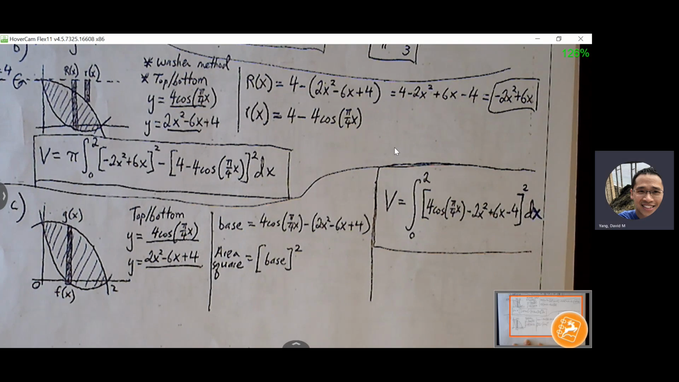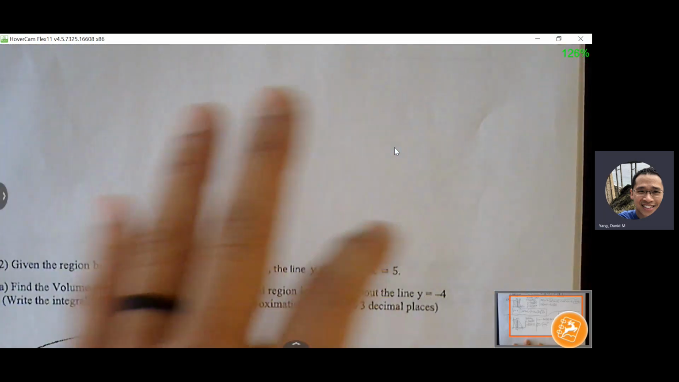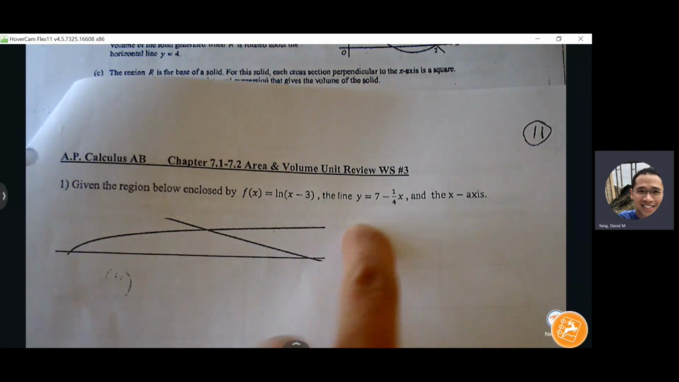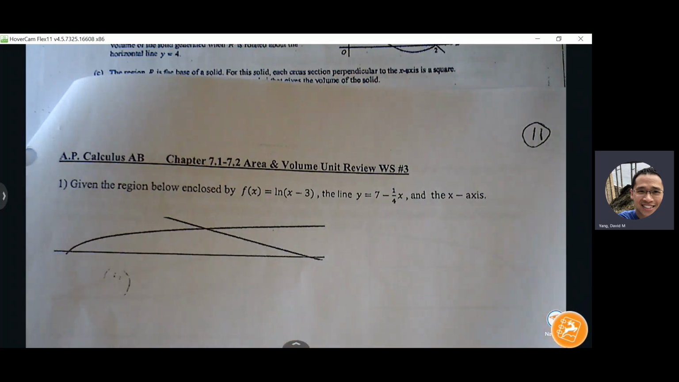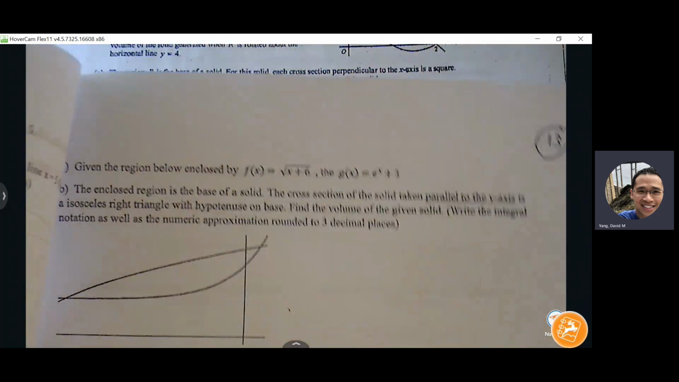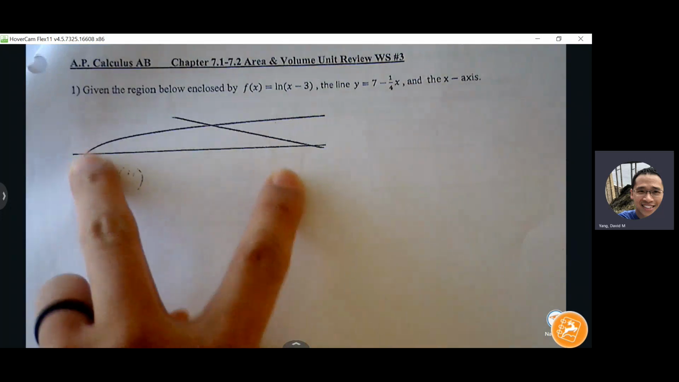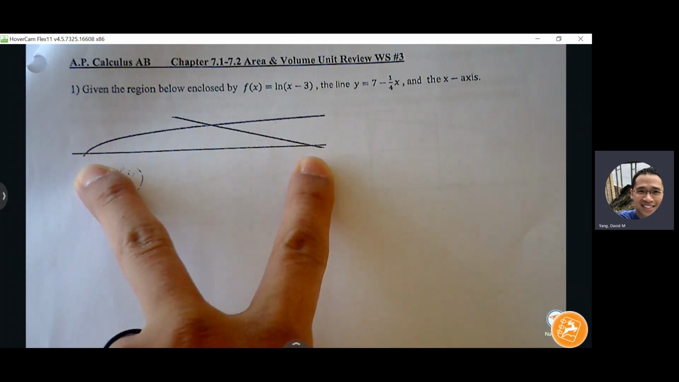All right, so a couple of things. Your tests will look a lot like pages 11 through 13 on this review worksheet. I'm saving this to go over tomorrow morning during the help session at 7:15. So it'll look a lot like this, where I'm going to draw the graph for you, but you're going to have to find the intersections using your calculator.